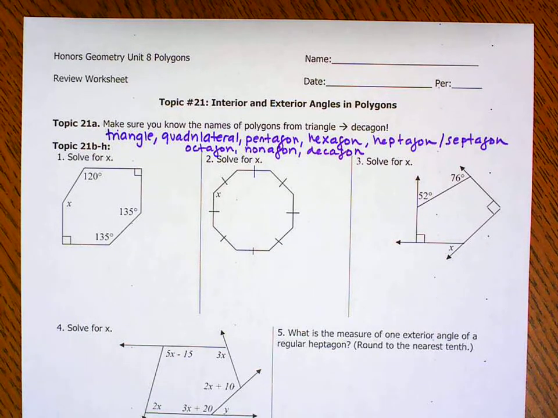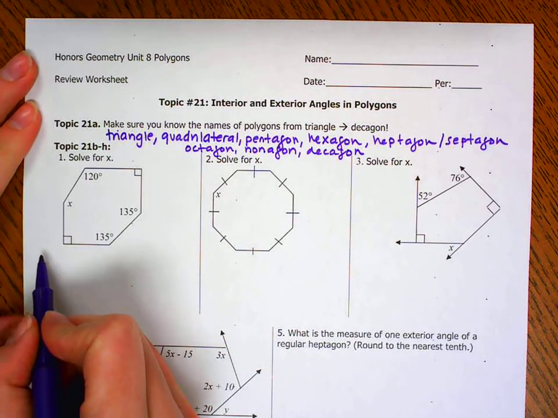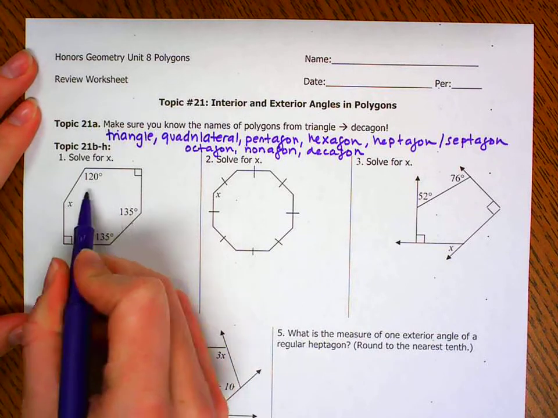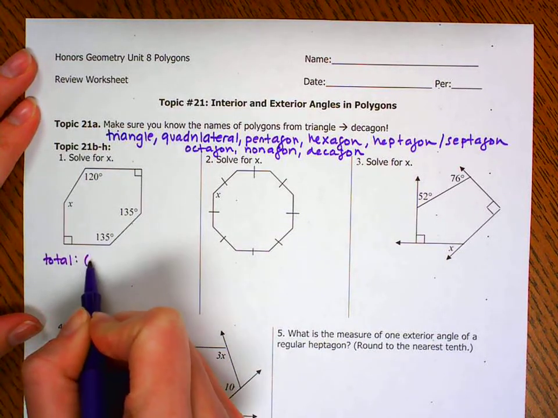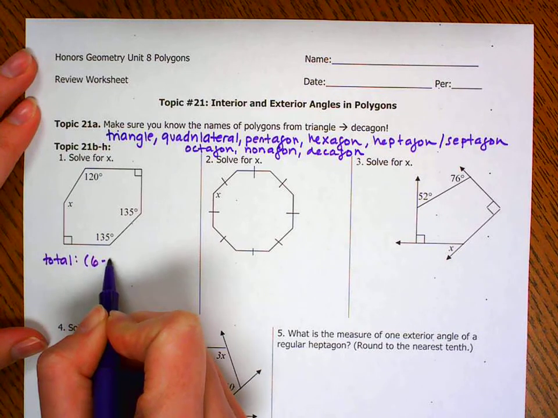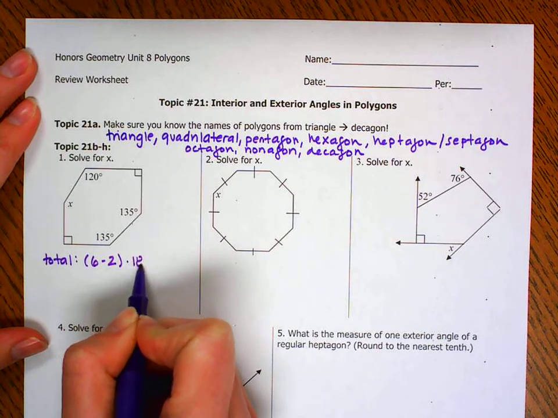Okay, number 1 says solve for x. This is an irregular polygon because the angles are not all the same. In order to be regular, all the sides and angles have to be congruent. The first step we have to do is figure out what all of these are going to add up to. And we have a formula. And the formula says take the number of sides, in this case 6, subtract 2, and then multiply by 180.